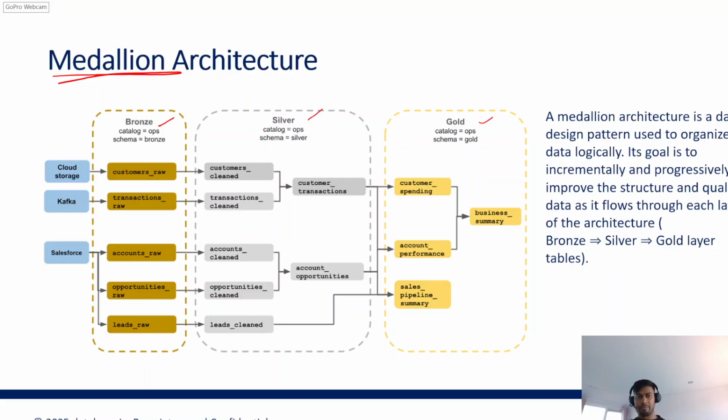So what does it mean? You have bronze, where you have your raw data, and then you have your silver, which is your intermediate stage, where you have a bit of transformed data, and then you finally have your flat and final output layer where you consume the data, which is called gold.